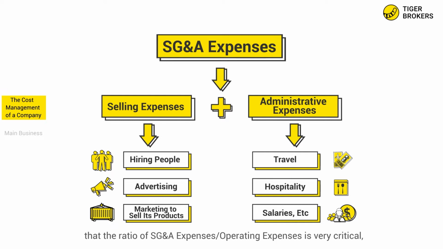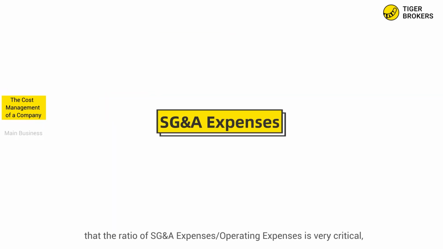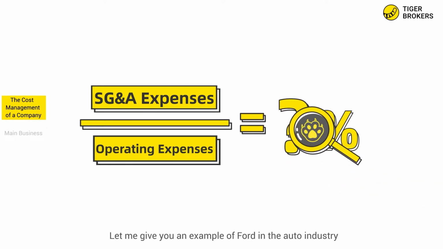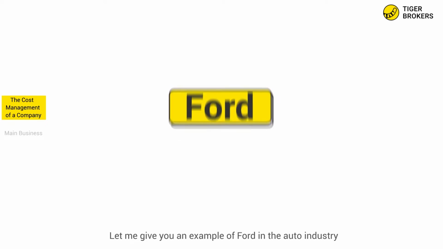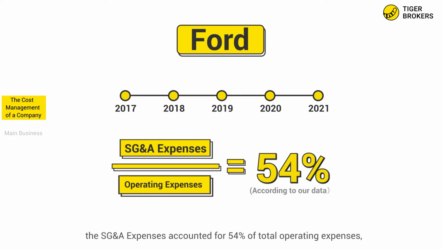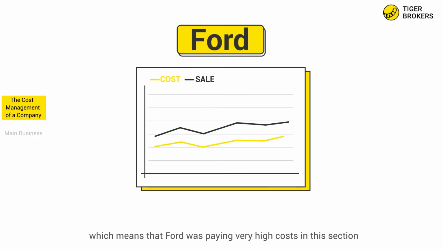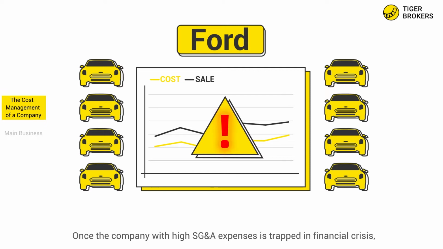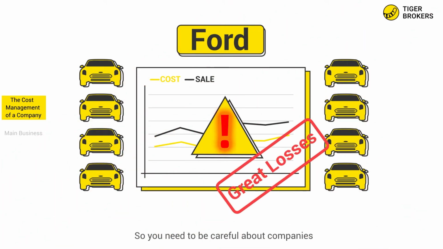But I will remind you here that the ratio of SG&A expenses to operating expenses is very critical, which can have hidden information. Let me give you an example of Ford in the auto industry. During the past 5 years, the SG&A expenses accounted for 54% of total operating expenses, which means that Ford was paying very high costs in this section. If its product sales are low, investors' money can hardly return. Once a company with high SG&A expenses is trapped in financial crisis, investors are likely to suffer great losses. So you need to be careful about companies that are stuck with high SG&A expenses.